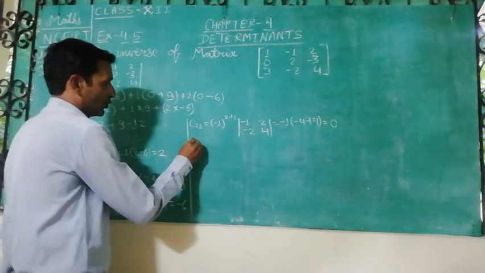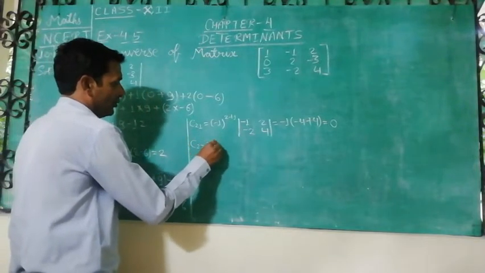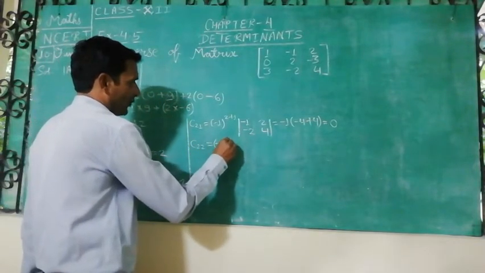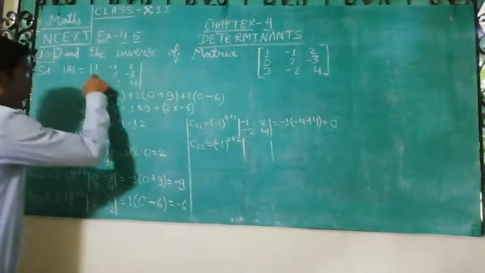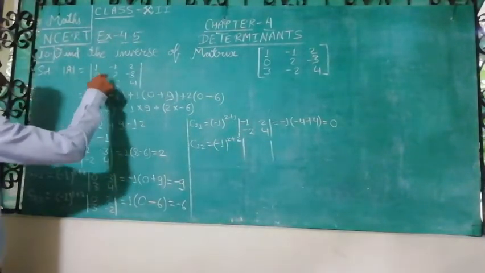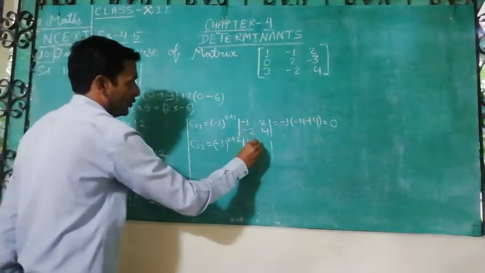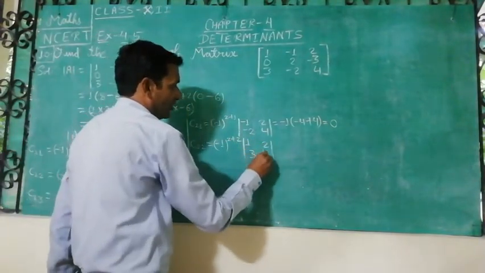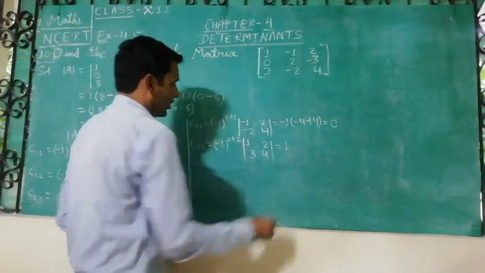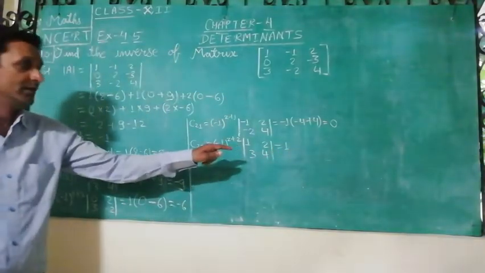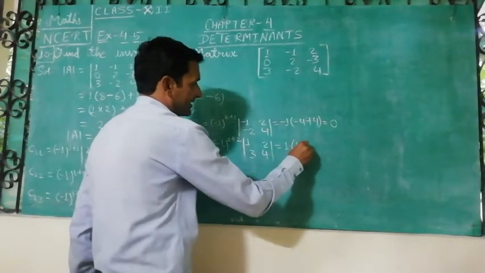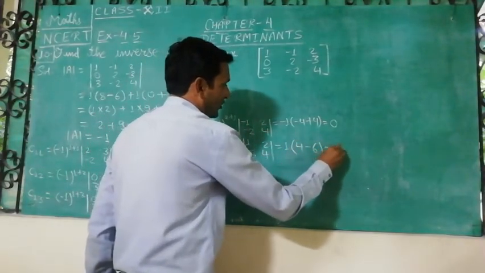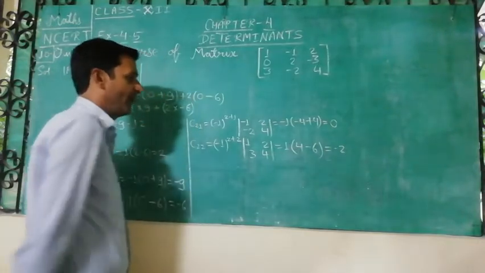Now C22. C22 will be equal to (-1) raised to the power 2 plus 2. The second row, second column will be eliminated: 1, 2; 3, 4. So it will be equal to positive 1, because (-1) raised to an even number. Now 1 4 is 4 minus 6. 4 minus 6 is -2. So it will be equal to -2 only, because here it is 1.